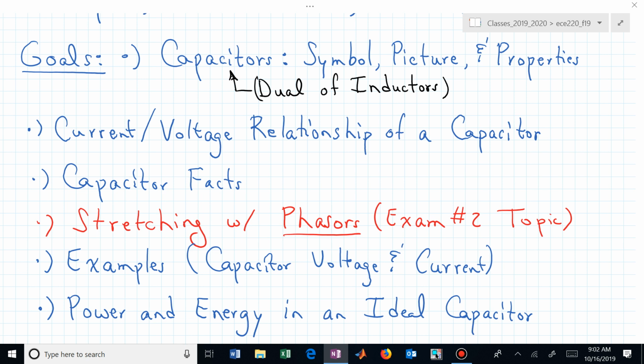We'll try to get ready before you compete. You usually want to warm up. We're competing tomorrow. Exam number 2 is tomorrow. Let's get ready for that with some stretching. And then if we still have time, we'll go through some examples similar to what we did for inductors, with capacitors. And then we'll talk about power and energy in an ideal capacitor.